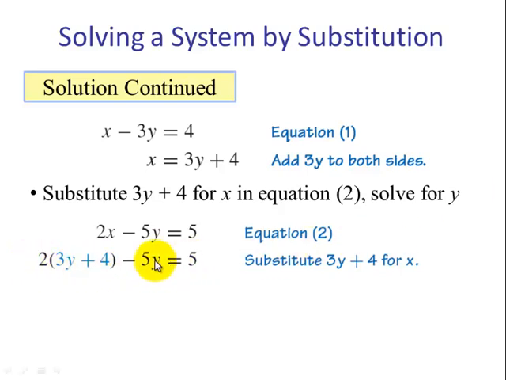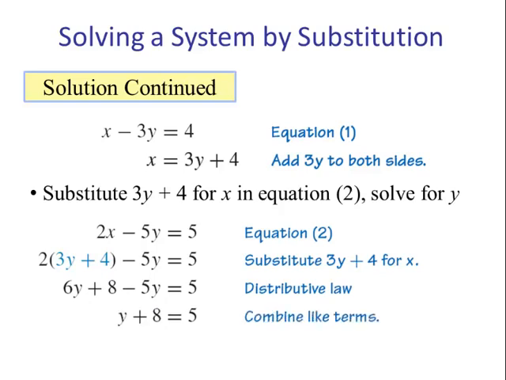So we have one equation that has only one variable, y. Using the distributive property, we have 6y plus 8 minus 5y equals 5. Now combine like terms. 6y plus a negative 5y gives us 1y plus 8 equals 5. Now subtracting 8 from both sides, we have y is equal to a negative 3. Our next step is to take either original equation, and everywhere we see a y, we substitute negative 3.